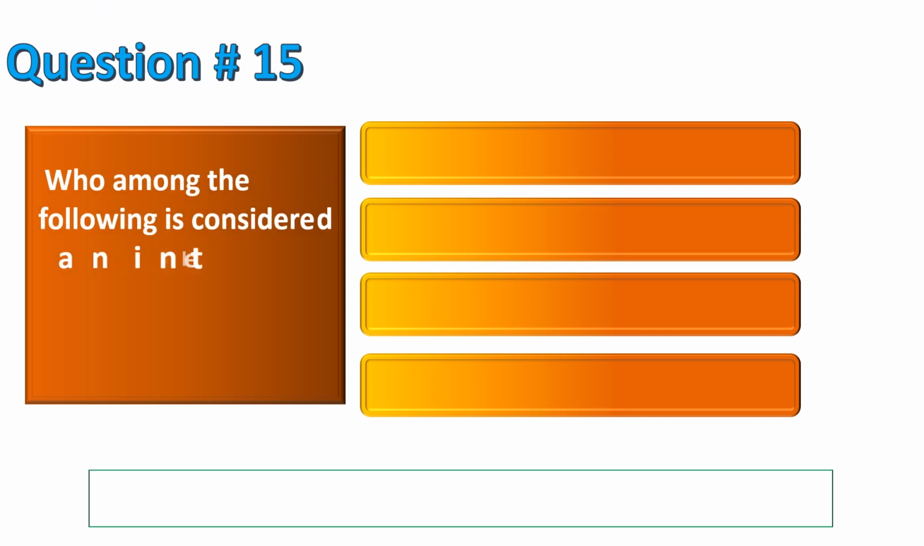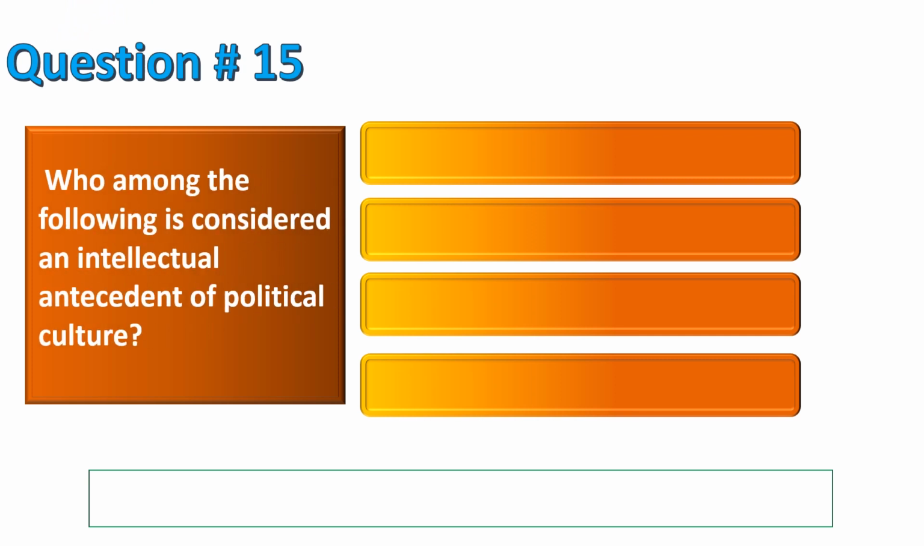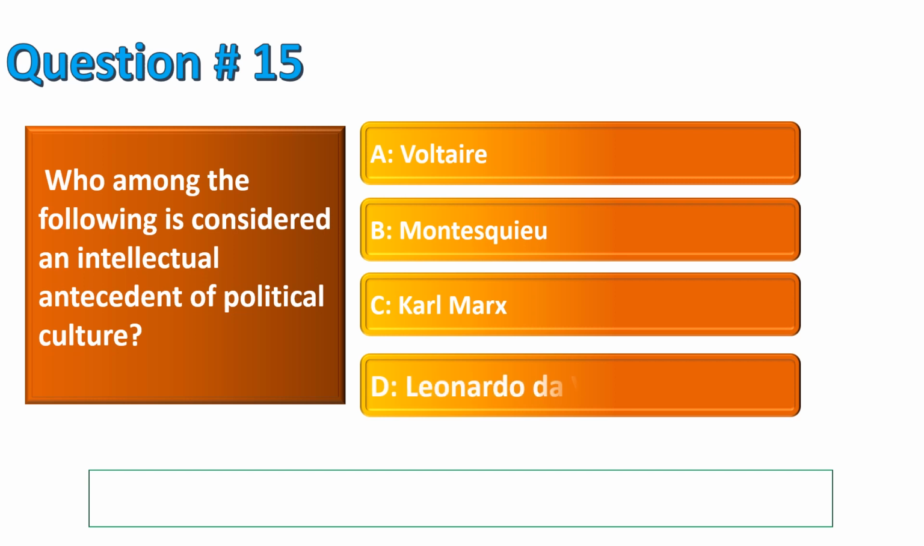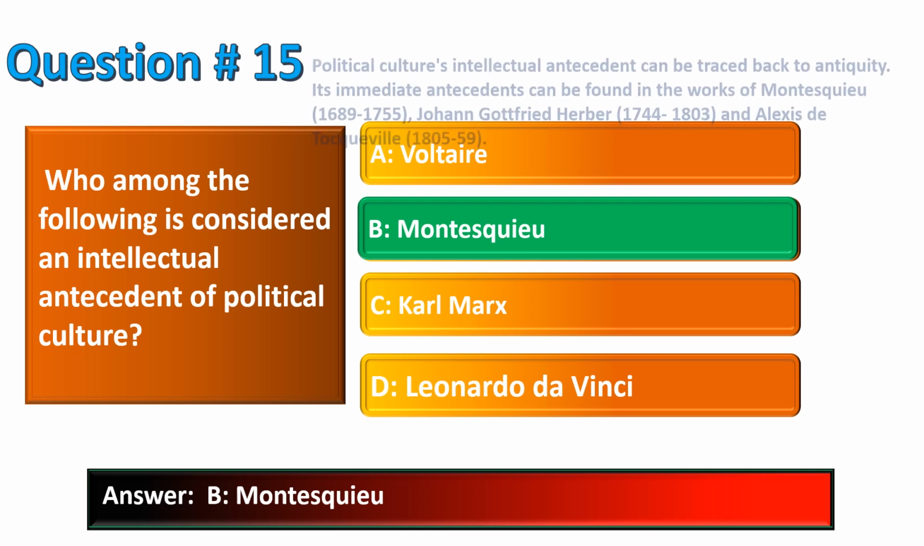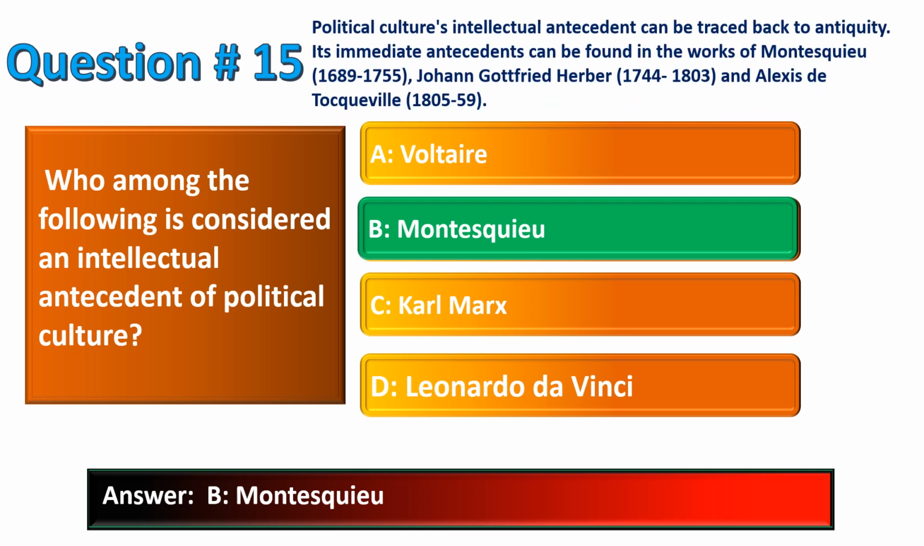Who among the following is considered an intellectual antecedent of political culture? Voltaire, Montesquieu, Karl Marx, Leonardo da Vinci. The correct option is option B, Montesquieu. Political culture's intellectual antecedent can be traced back to antiquity. Its immediate antecedents can be found in the works of Montesquieu, Johann Gottfried Herder, and Alexis de Tocqueville.